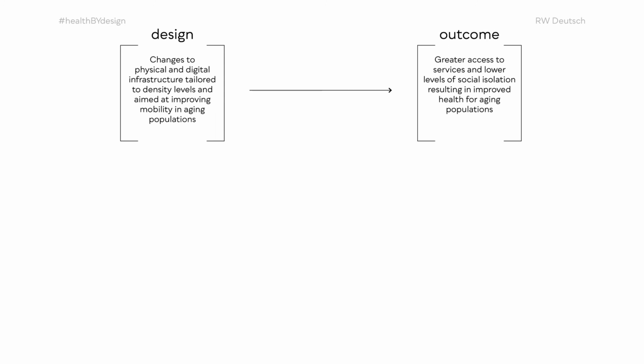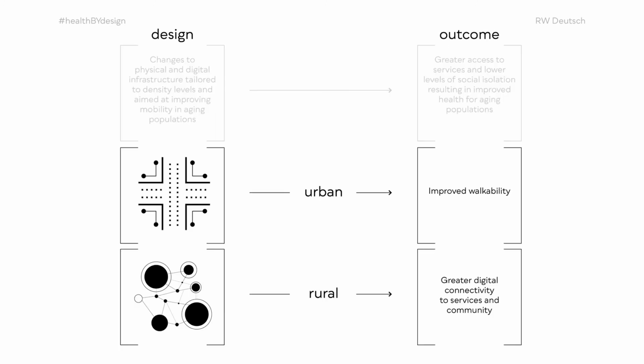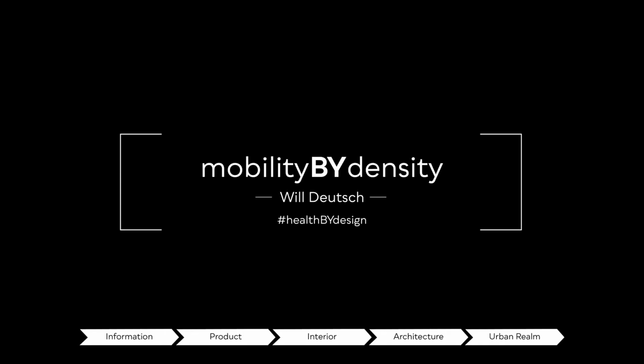Now, circling back to our original design to outcome statement, we can see that more specific design interventions based on density level can result in varying outcomes, all of which influence optimal mobility. Small-scale objects, like properly designed bus stops, can result in greater walkability, and social programs to improve internet access and fluency can improve digital connectivity. While these interventions are not all-encompassing, it is clear that it is critical to analyze density relative to digital and physical infrastructure to try and impact mobility for aging populations as they continue to increase in the United States and worldwide.